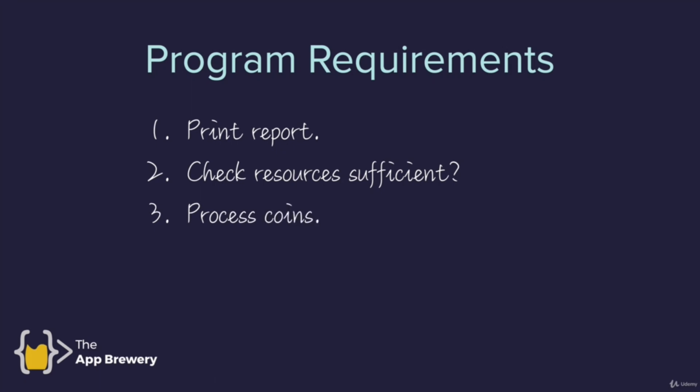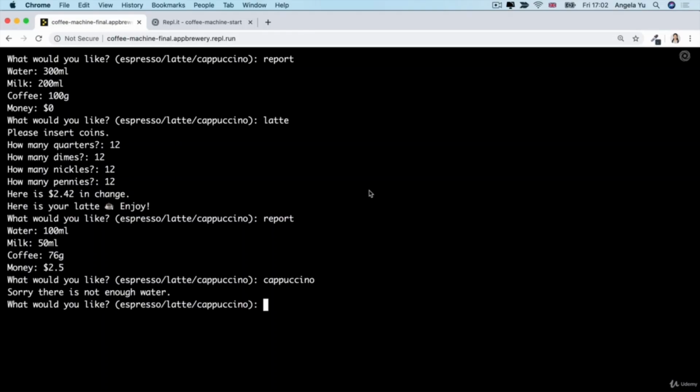Now, as you saw before, our program also needs to be able to process coins because our machine is coin operated. So no fancy contactless payments or pay with your Apple Watch, none of that. We've only got coins. When we order something, it should ask us to insert coins, and it's going to ask for the quantity of each type of coin. So let's say that I insert one of each.